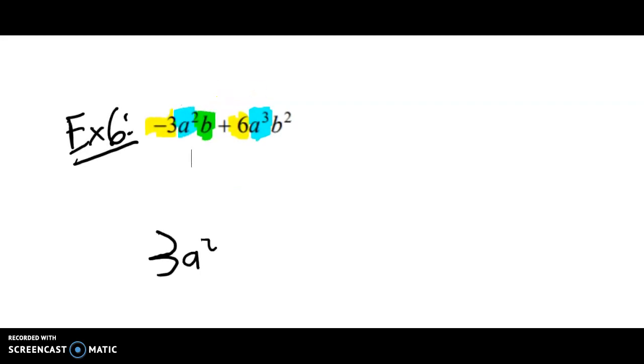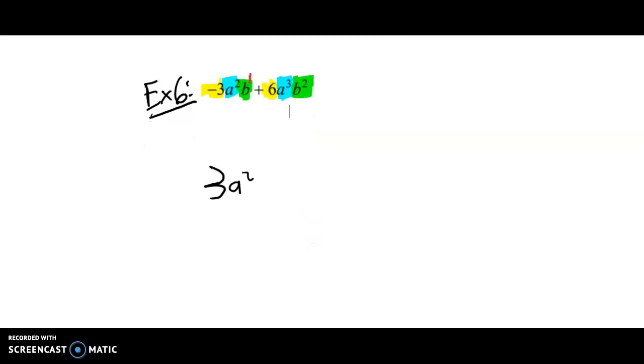Last example here. Let's think about what happens if we have multiple variables. We have more than one letter going on. We're still going to check out our numbers, our coefficients first. What do 3 and 6 share? That's 3. Don't worry about the negative. We'll take care of that later. All right. This guy's got an a squared. This guy's got an a cubed. We take the lowest, so that's a squared. This guy's got a b. Remember, if we don't see an exponent, that's an invisible 1. That guy's got a b. This guy has a b squared, so we take the lowest, which is b.